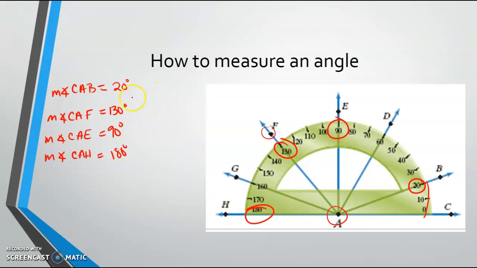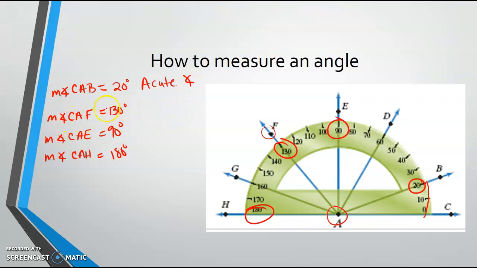So the next thing I want us to do is to classify. Classify just means, is it acute? Is it obtuse? Is it right? Is it straight? Looking at this first one, being that it's 20 degrees, that's less than 90. So this is going to be an acute angle.